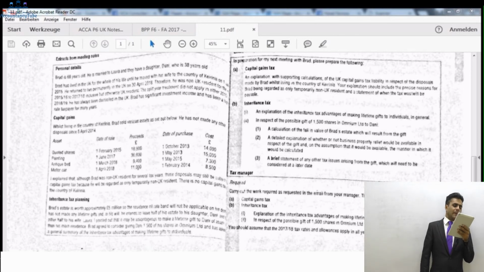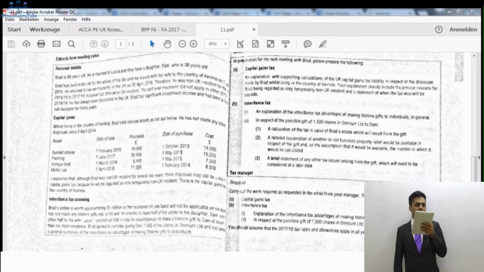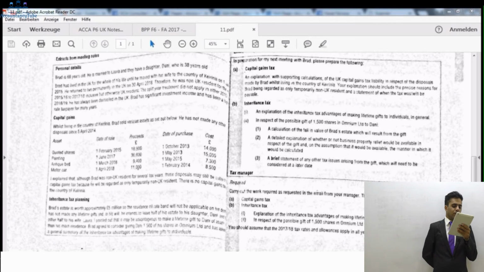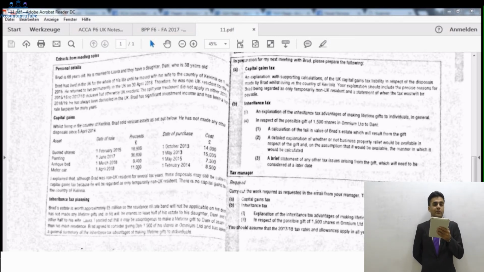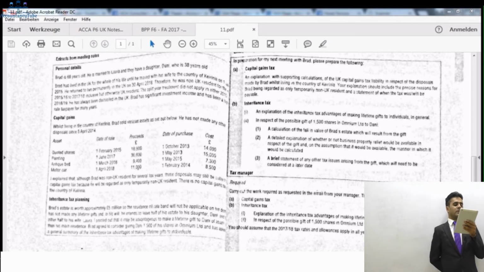After that it says capital gains. Whilst living in the country of Kyrenia, Brad sold various assets, set out below. He has not made any other disposal since 5th of April 2014. The asset details are given: the date of sale, proceeds, date of purchase and cost.